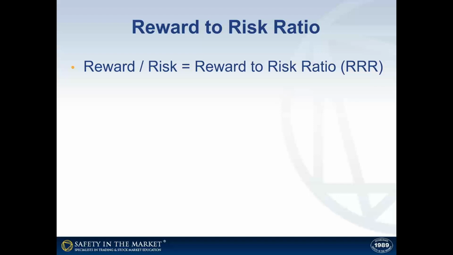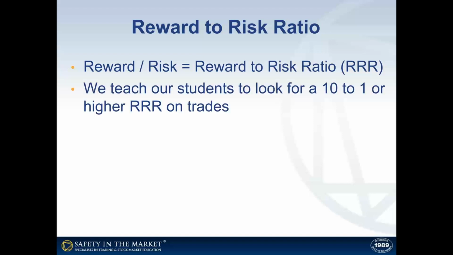So you'd be risking the same on both of them. Why not choose the trade that's going to give you the higher reward if you're right? At Safety in the Market, we teach our students to look for, and in some cases I say demand, a 10 to 1 or higher reward to risk ratio on trades. Now, in the early days, that can seem a little bit daunting because you think, oh, 10 to 1, how am I going to find a 10 to 1 trade? That's a huge trade. It's actually not though.